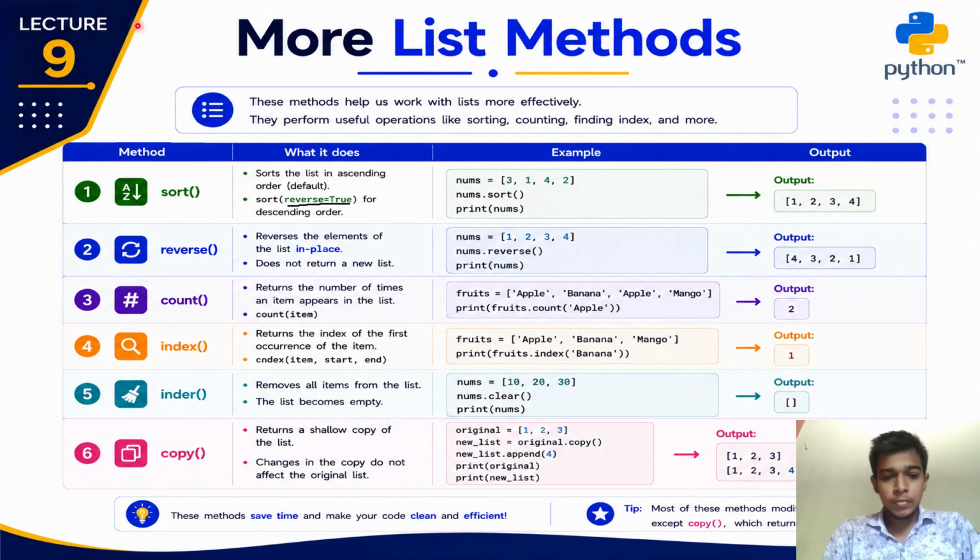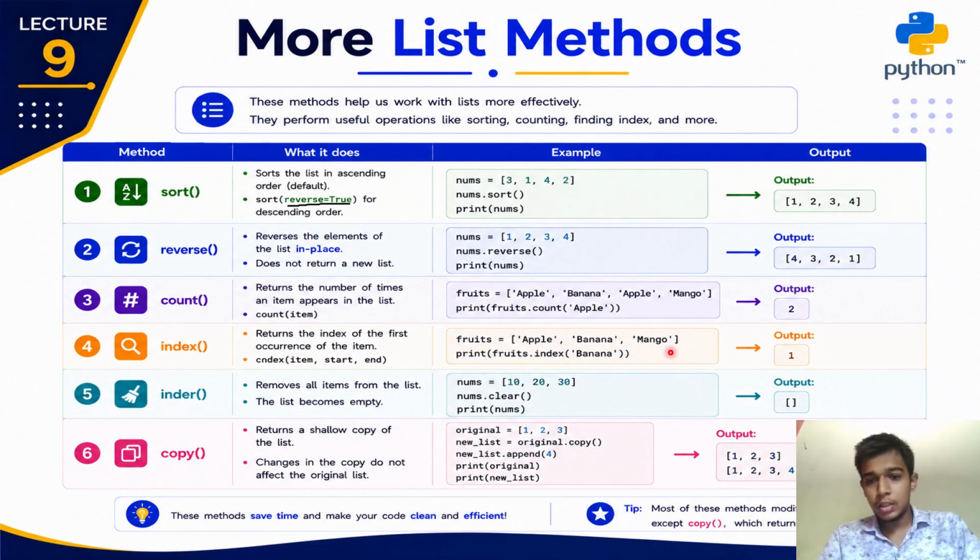Now the fourth method is index. It returns the position of the first occurrence of an item. Here you can see fruits equal to apple, banana, mango. Index will check at which index in the list banana is occurring. So it is occurring at index number 0, 1, 2, so it is at 1, so it will give output 1.